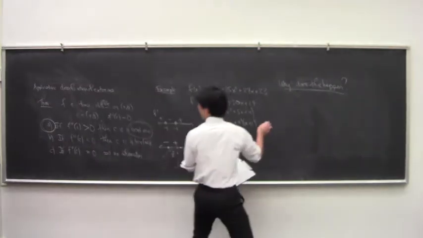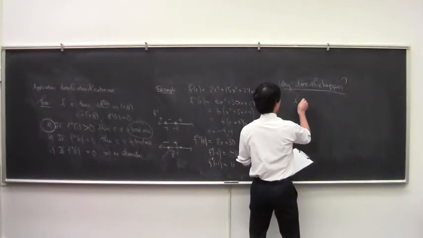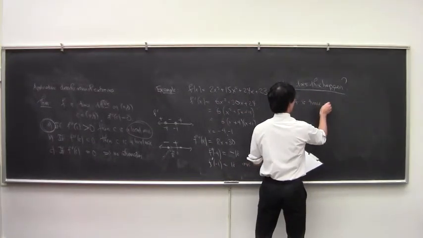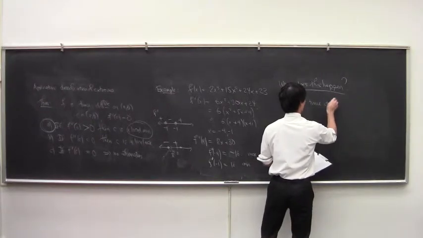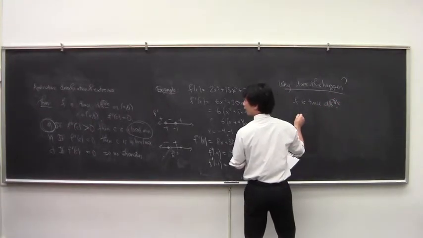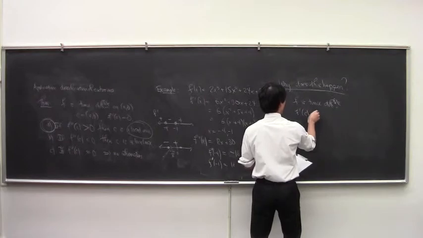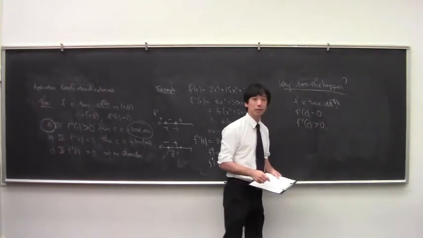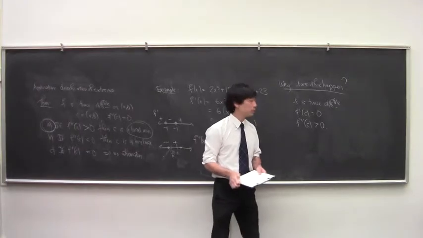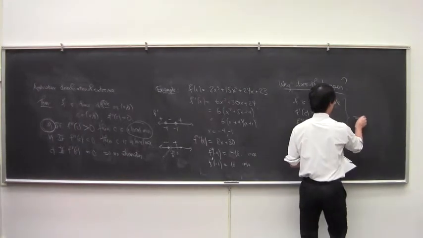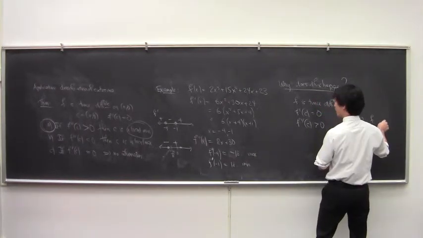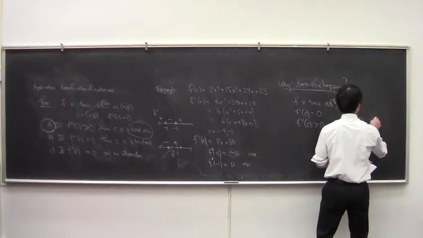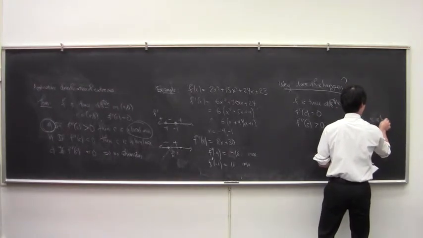You have only 2 facts, well, I guess you have 3. F is twice differentiable. You know that F prime is 0, F double prime is positive, right? That's all you know. And we're saying that makes C a local min.